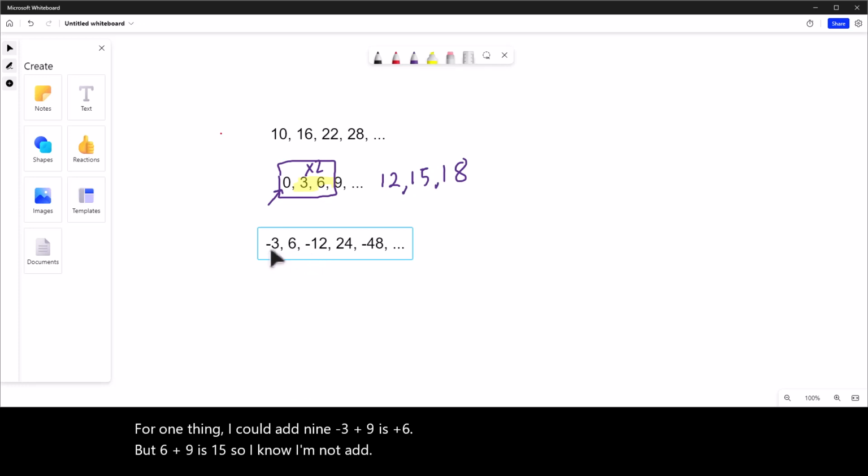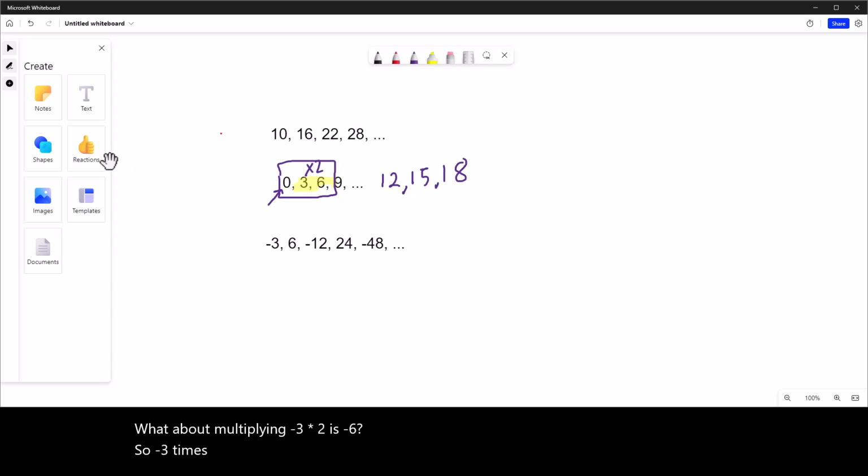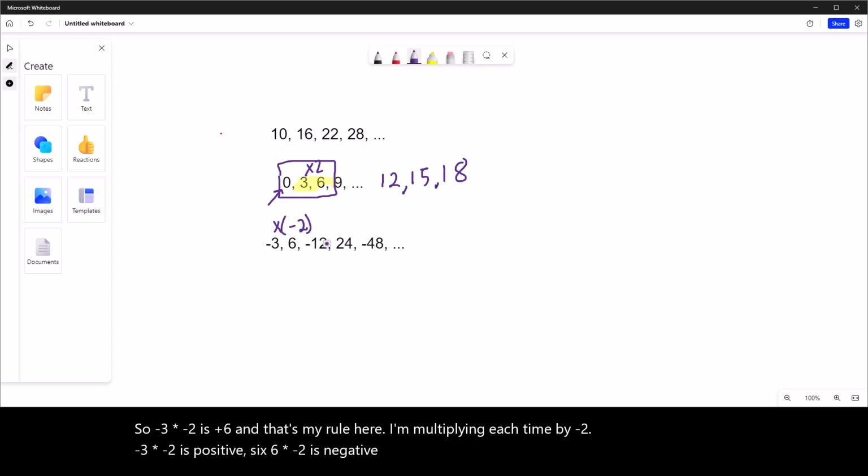What about multiplying? Negative 3 times 2 is negative 6. So negative 3 times negative 2 is positive 6. And that's my rule here. I'm multiplying each time by negative 2. Negative 3 times negative 2 is positive 6. 6 times negative 2 is negative 12. Negative 12 times negative 2 is positive 24, and so on.